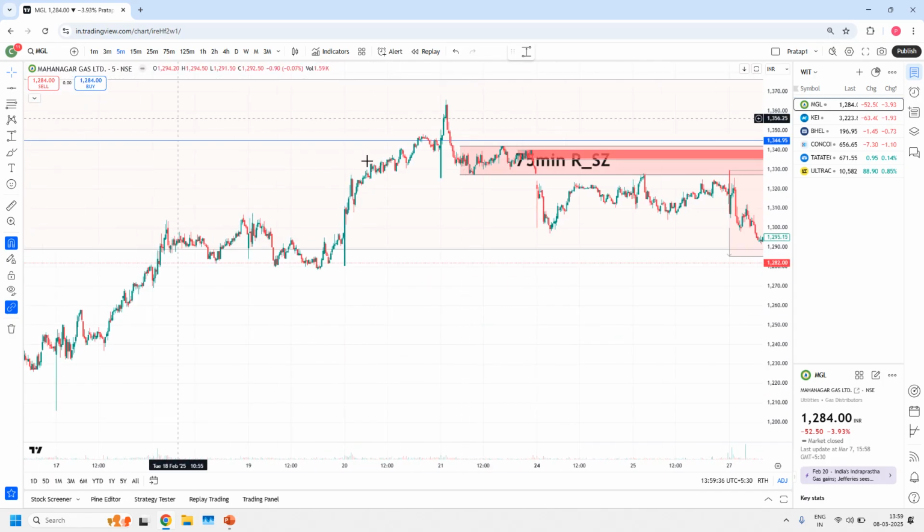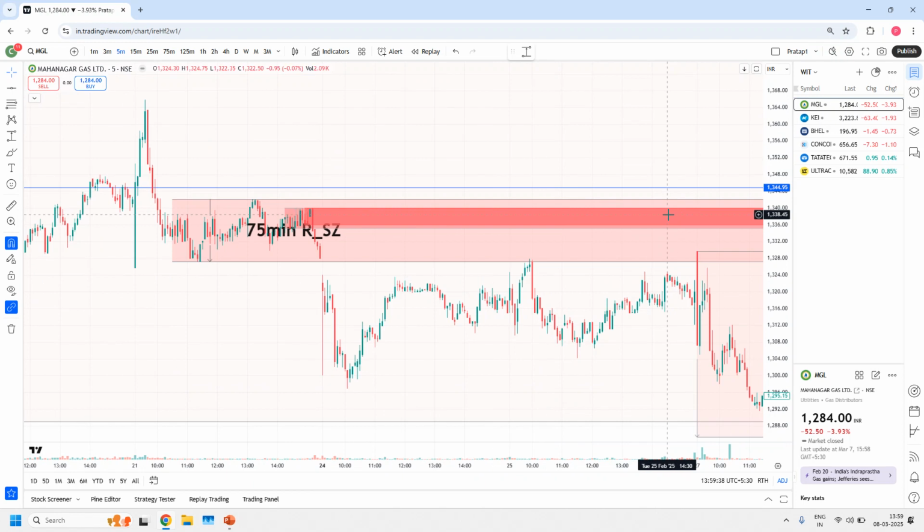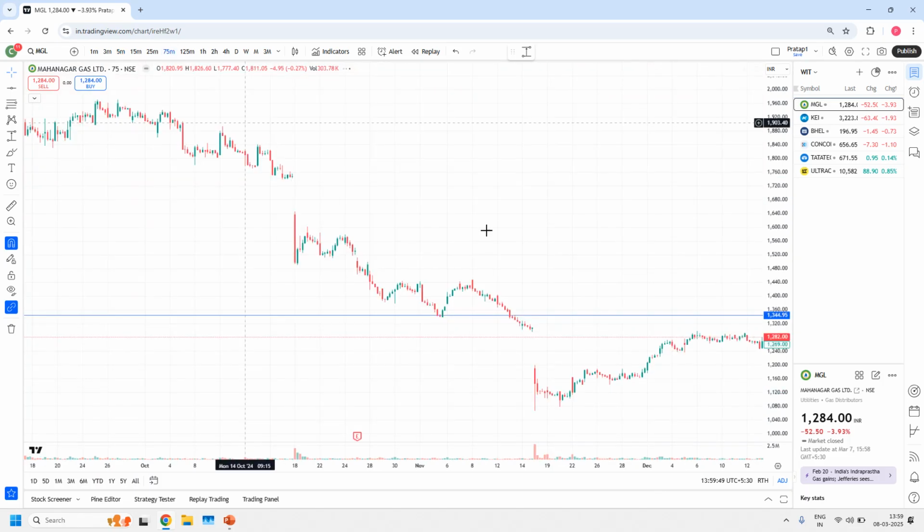But where do I want to take my, okay, now we have a fine-tuned 5-minute zone, we are happy with that. But where to plan our trade? What should be my entry? You have multiple options here. Let's go to the 75 minutes time frame first.